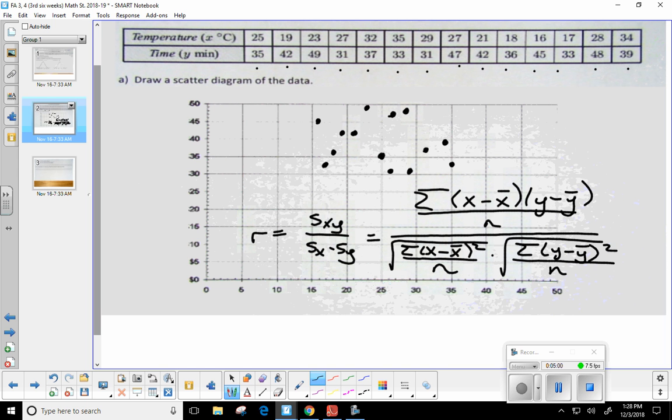Okay. So this is definitely something that you would want to include in your IA if you were going to do a scatter plot. Of course, you would use the technology to find it, but you also want to mention the formula and maybe a little bit about it, just so the reader would know what it is you're talking about.